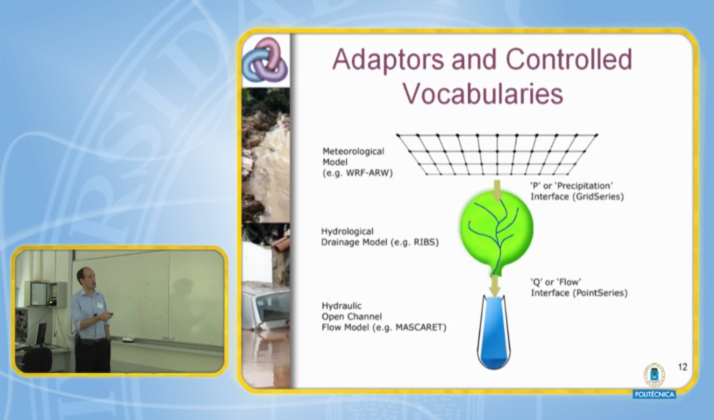The hydrological drainage model takes this output from the P interface, puts it into the Q interface, and the Q interface works on point series where we use WaterML2. So the feature type here is a point series, so one or more points fixed in two-dimensional geographical space producing results going forwards in time. And then we take the open channel flow model and we do hydraulic modeling with the output from the Q interface. That's how it all hangs together.